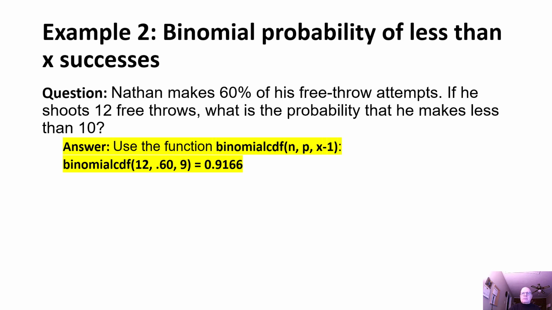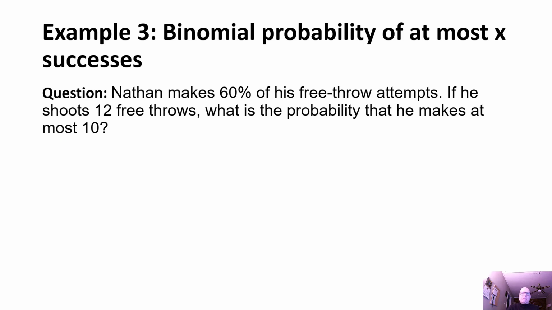So there you go. 12 throws, 60% on each one. They're independent of each other, remember. And we want all those PDFs added together up through 9. We only want the ones that are less than 10. And that picture helps us make sure we're doing the right thing. Next, another twist on it.